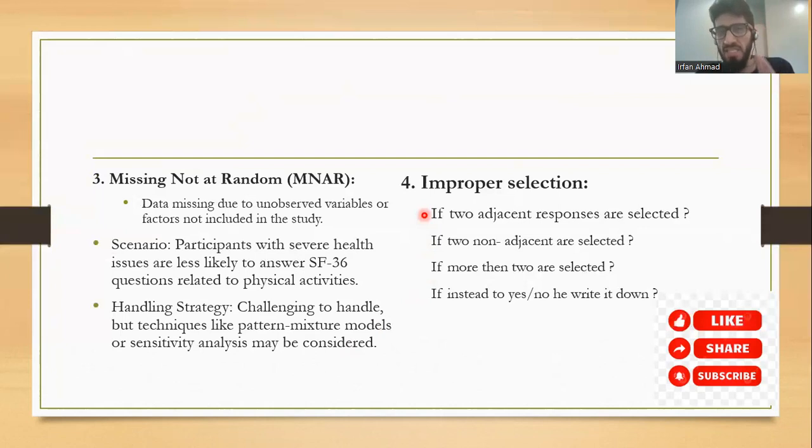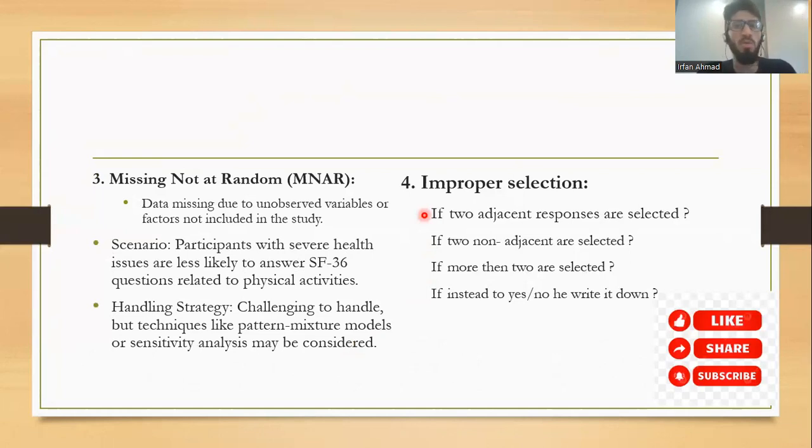So in this scenario, we will take randomly one, whether first or second, we can take randomly anyone, it's okay, according to the questionnaire guideline. The second is if two adjacent are selected, or if two non-adjacent are selected. For example, for question number one, they select option number one and option number four. In this case, there is no pattern, so this can be dealt with as missing data.